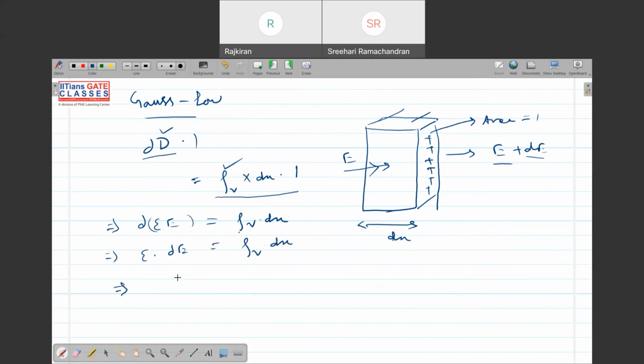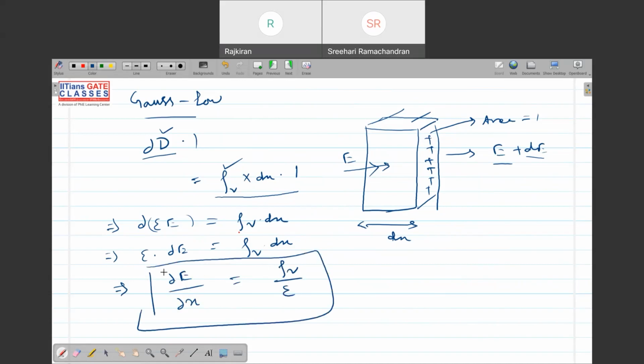So I will get the rate of change of electric field, which will be equal to rho v by epsilon. This is my Gauss law. So what does Gauss law tell? The leaving electric field is more than the entering electric field if there are some charges inside the volume.